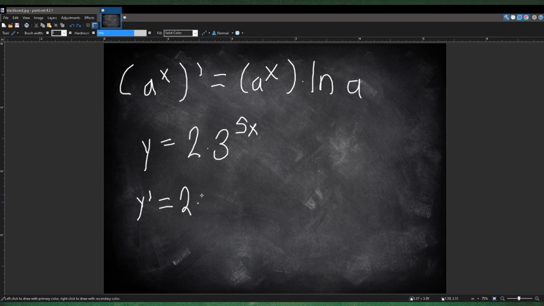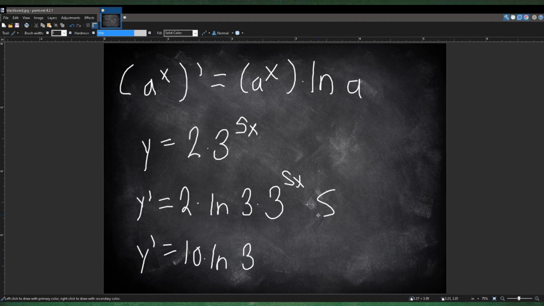So the derivative of this is ln of 3 times 3 to the power of whatever's still left inside. You plug the 5x back in for x, so you have 5x. And then you have to multiply by the derivative of what's inside. You don't multiply it here, you multiply it outside. So the derivative of 5x is just 5, right? This is just a regular polynomial. So the derivative is equal to 2 times ln of 3 times 3 to the power of 5x times that 5. You could simplify this as 10 times ln of 3 times 3 to the power of 5x, because 5 times 2 is 10.